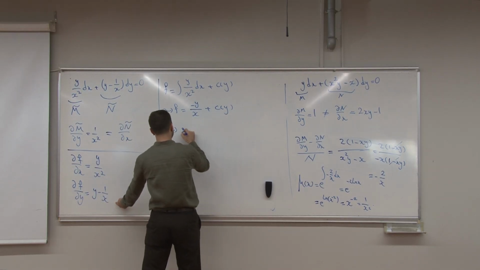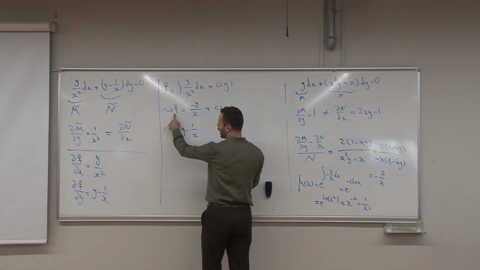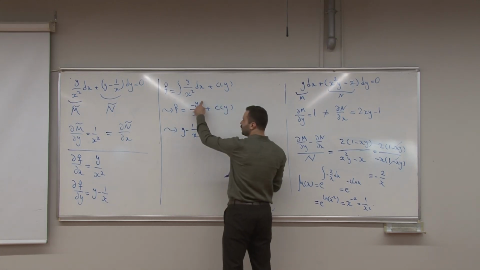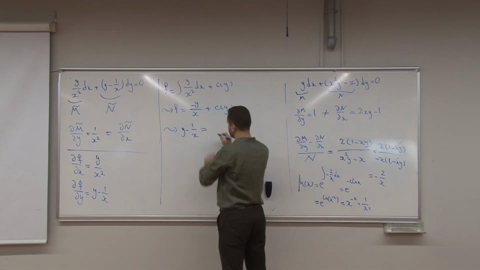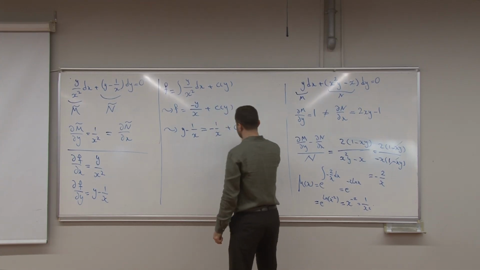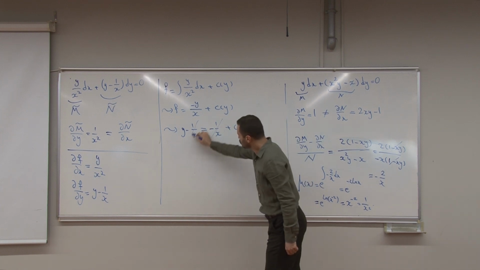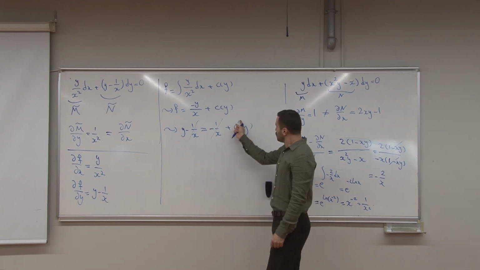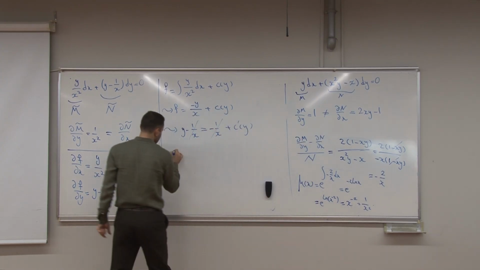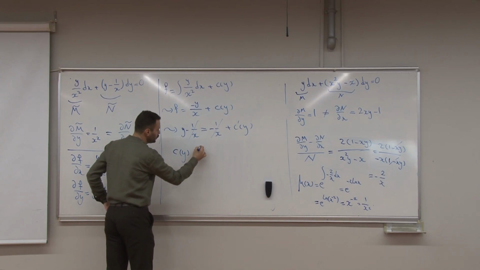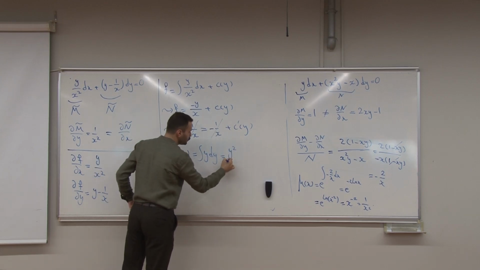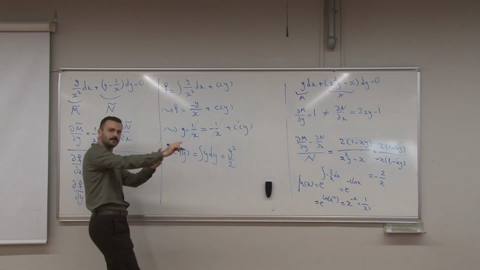So we have y minus 1 over x as the partial derivative of f with respect to y. Partial derivative of this with respect to y is minus 1 over x, and we have the derivative of this. Okay? These two cancel each other. c prime of y is y. So c of y is going to be the integral of y dy, which is going to be y to the power of 2 divided by 2, plus a constant.